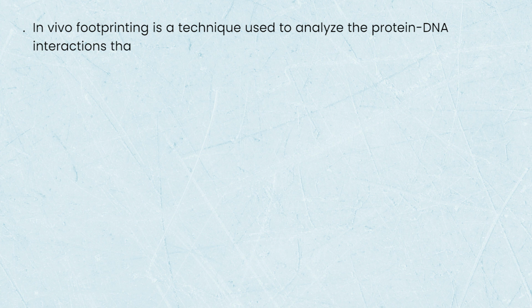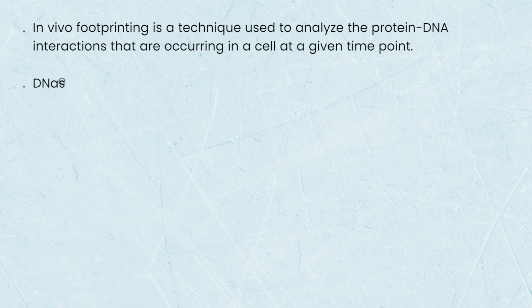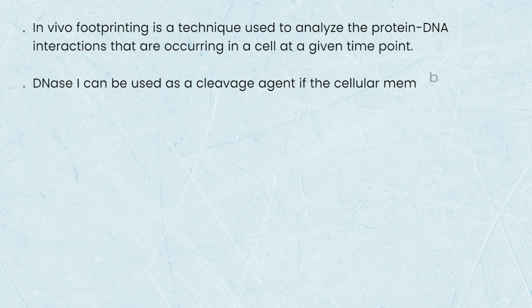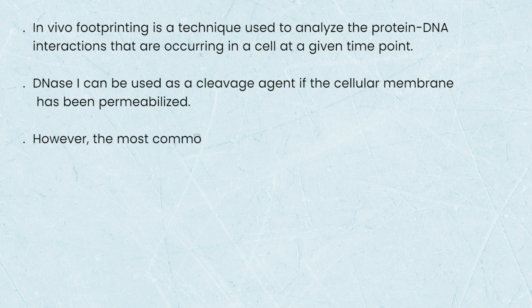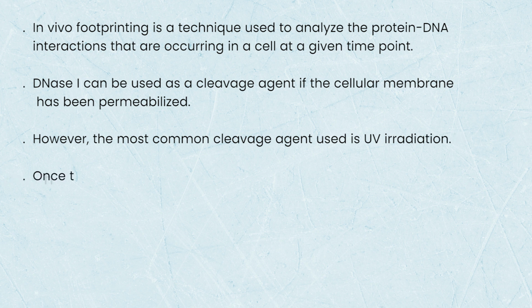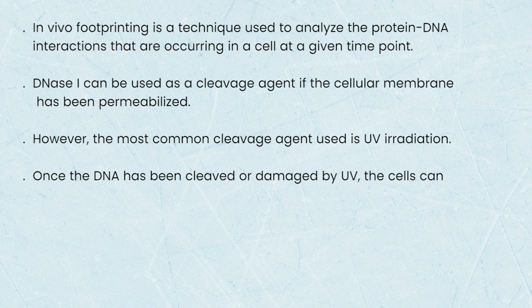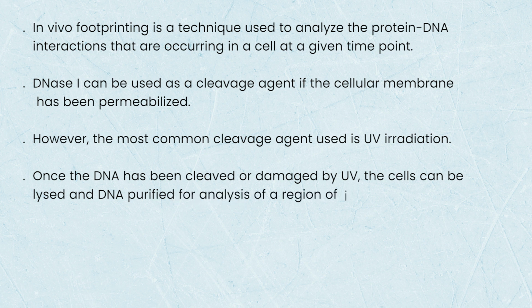In vivo footprinting is a technique used to analyze the protein DNA interactions that are occurring in a cell at a given time point. DNase 1 can be used as a cleavage reagent if the cellular membrane has been permeabilized. However, the most common cleavage agent used is UV irradiation. Once the DNA has been cleaved or damaged by UV, the cells can be lysed and DNA purified for analysis of a region of interest.